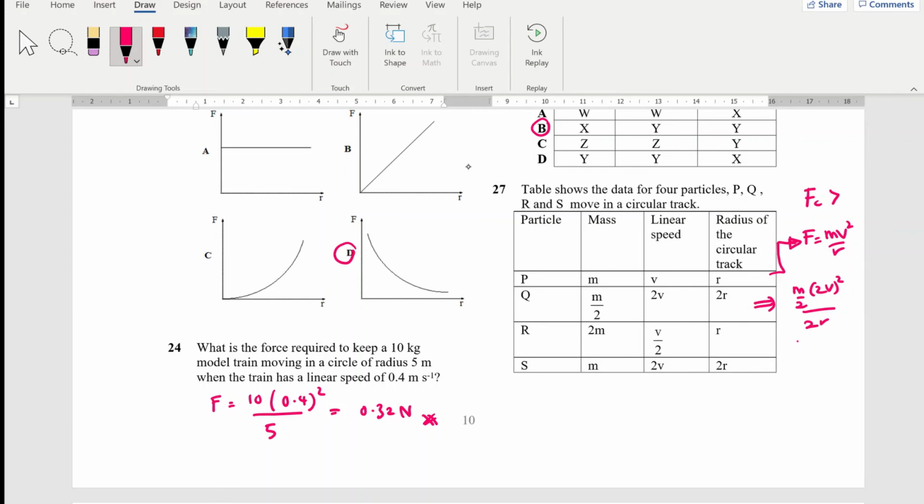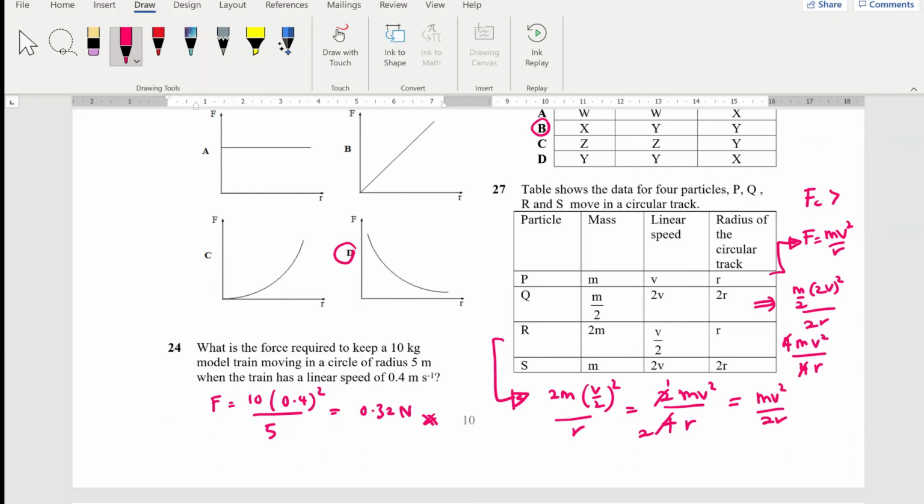So kita akan dapat 4v squared over 4r. So jawapan dia samalah dengan P. Untuk R, 2m V over 2 squared over R. So kita akan dapat 2 mv squared over 4r. Ni squarekan dia. So ni kita akan dapat mv squared over 2r.